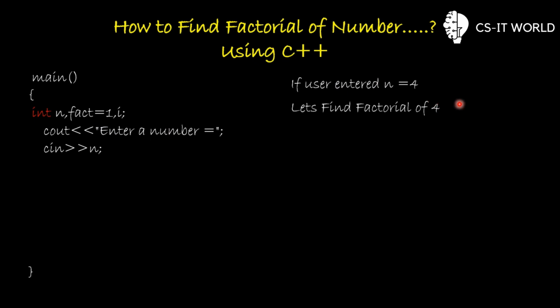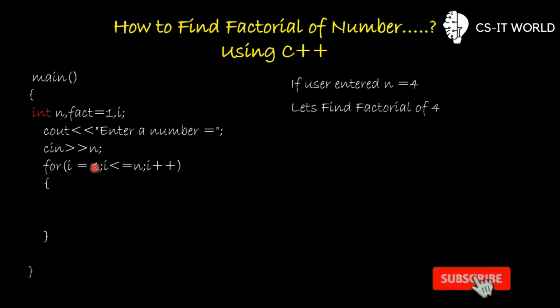Now let's find the factorial of 4. For that we are going to use a for loop, and that's why I have declared this i over here. So i is equal to 1, and I've given the condition. So now in this case the loop will start with 1. Here I have given the condition that i is less than or equal to n. Now what is the value of i now? 1. And what is the value of n? 4.